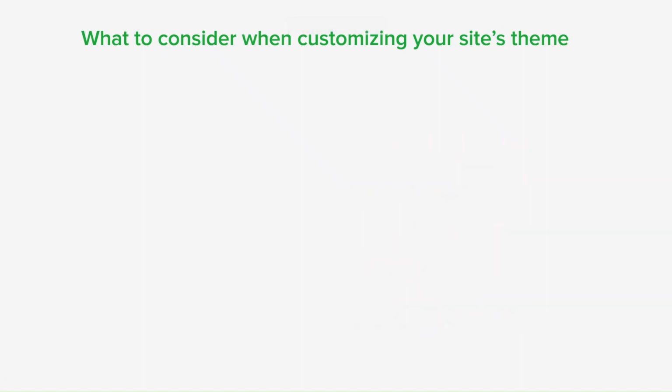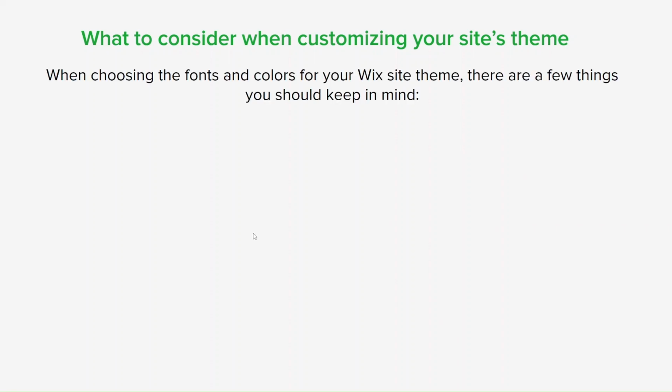So there are some things that you need to consider when choosing the fonts and colors for your theme. What you want to keep in mind is your branding. So your fonts and colors should match your overall branding. So if you already have a logo or a brand color, use them throughout your website.